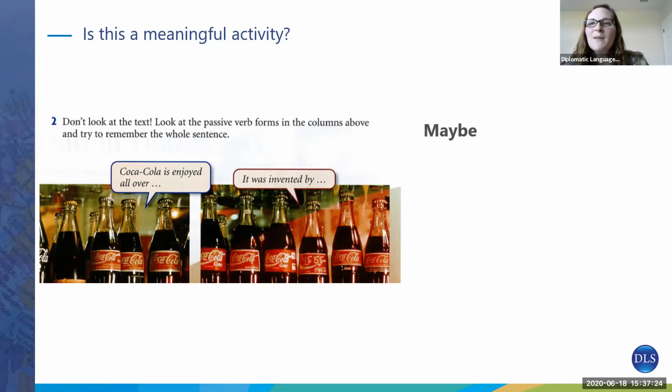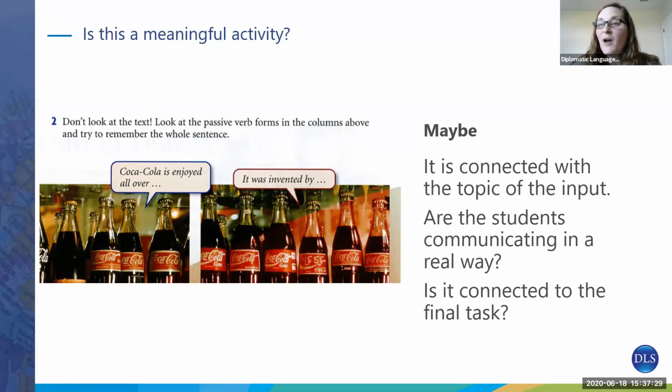This one I said it might be meaningful. It is connected with the topic of the input, so we had that paragraph on Coca-Cola and its founding. But I still had a couple questions. Are the students communicating in a real way in this activity? No, they're just recalling information, right? And my other question is, is it connected to the final task? Is this prepping them for the final task in some way? I didn't have the answer to that question.